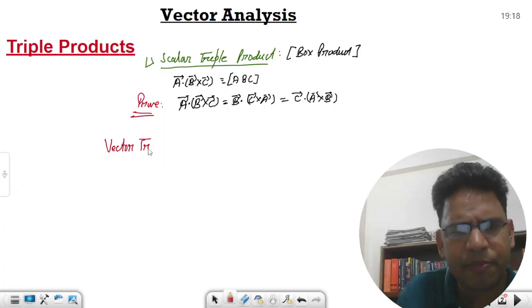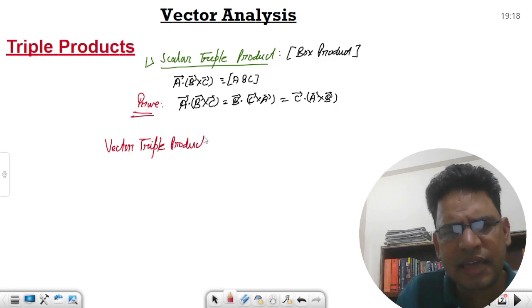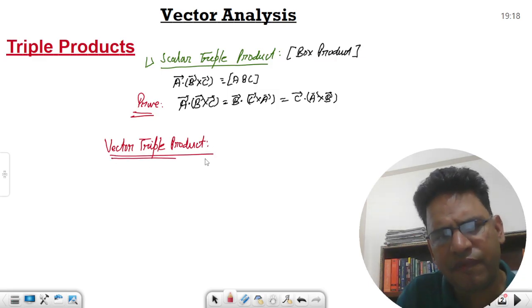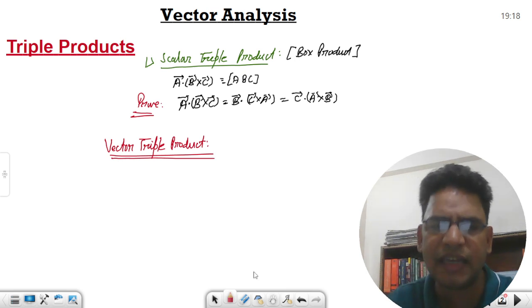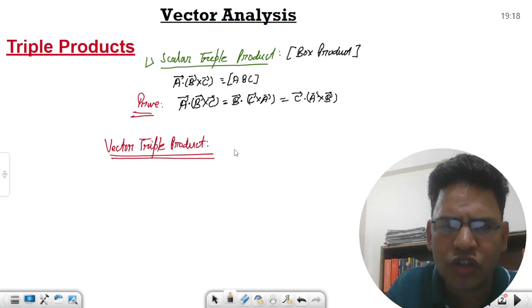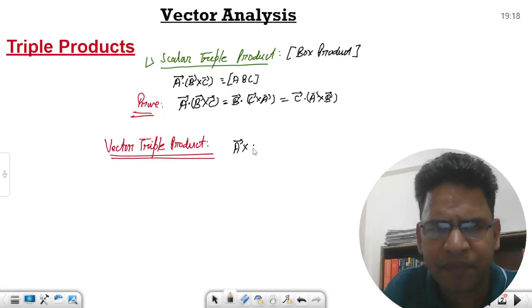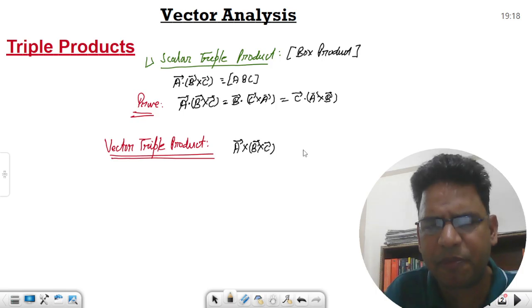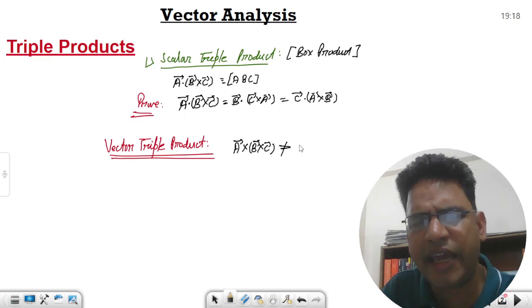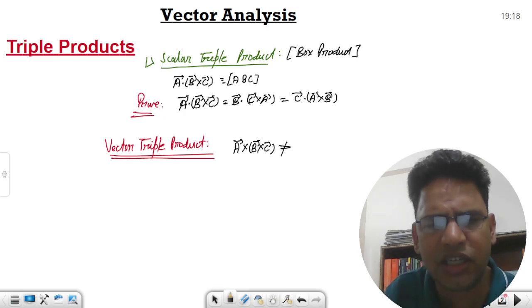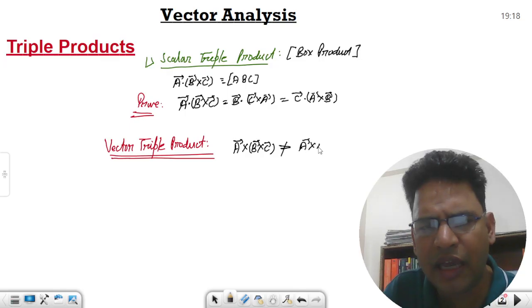Okay, when we talk about another variety, which is called vector triple product, that is again important. And this class is the last class on the fundamentals. From the next class onwards we are going to talk about vector calculus, differential calculus we are going to begin with, all right? So you have this vector A cross (B cross C). This is called vector triple product.